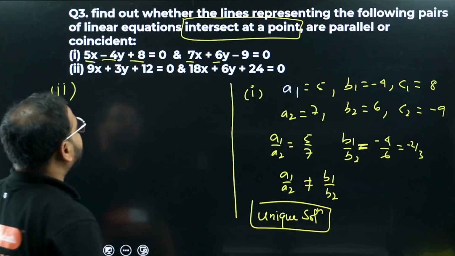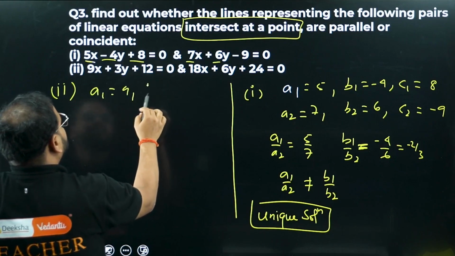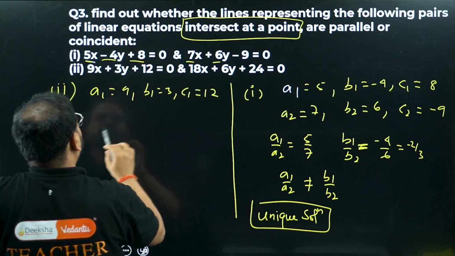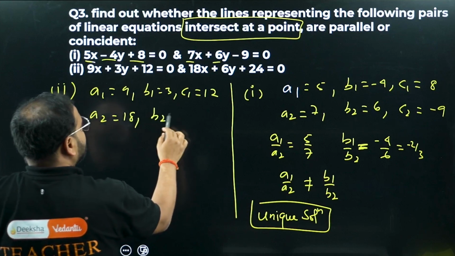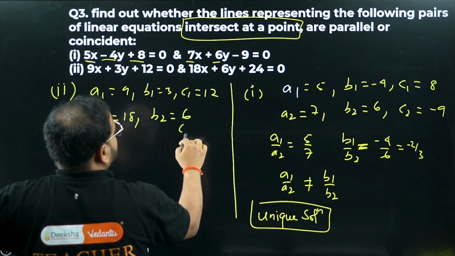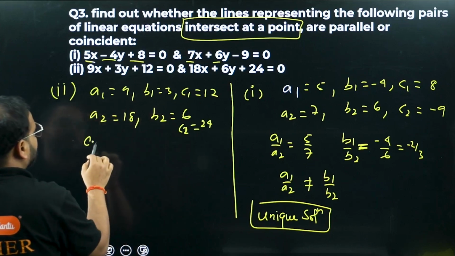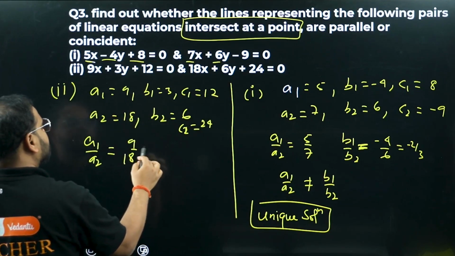9x plus 3y. So you can find it from here also. a1 is 9, b1 is 3, and c1 is 12. a2 is 18, b2 is 6, and c2 is 24. Find the ratio, please. a1 by a2, how much is that? 9 by 18, so 1 by 2.